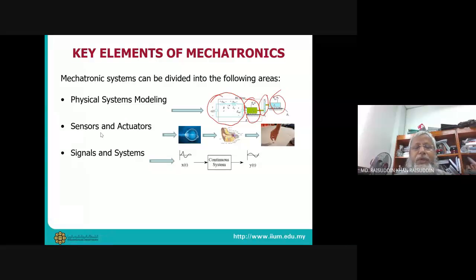Infrared sensors to detect temperature. Then ultrasonic sensor to detect distances. And there are so many sensors available. And actuators, it can be electromagnetic actuator.